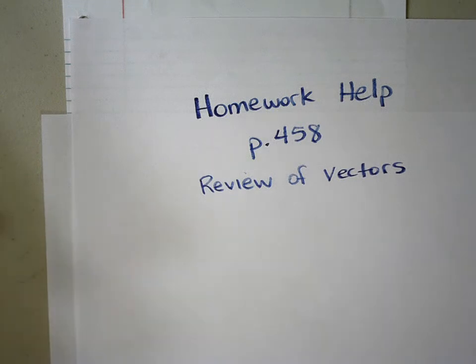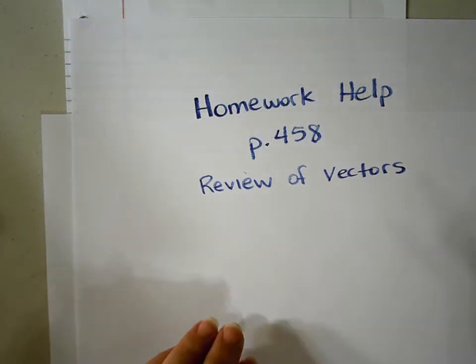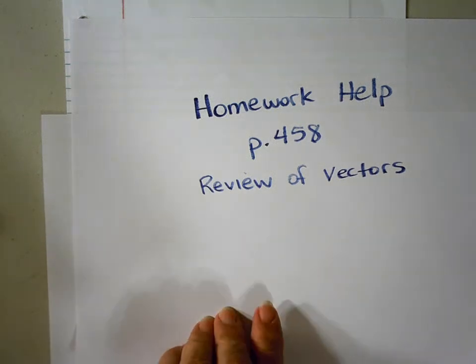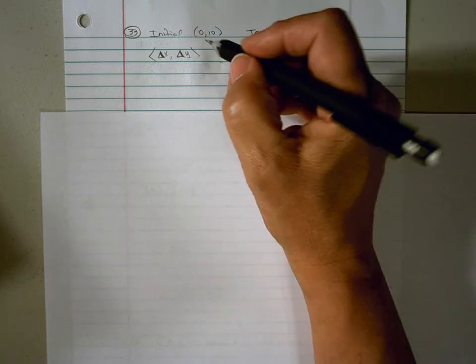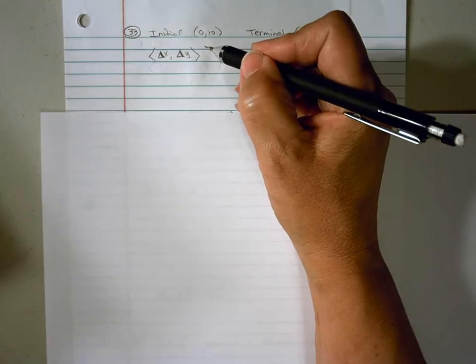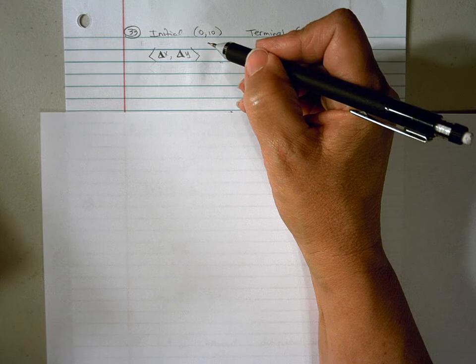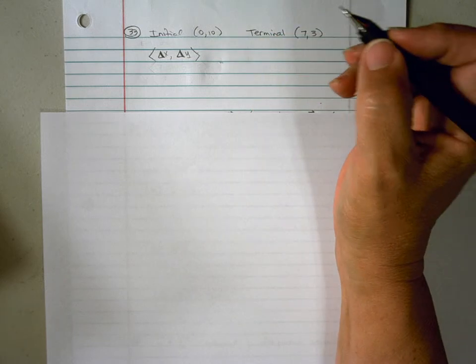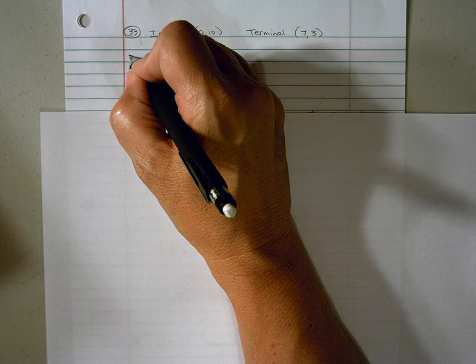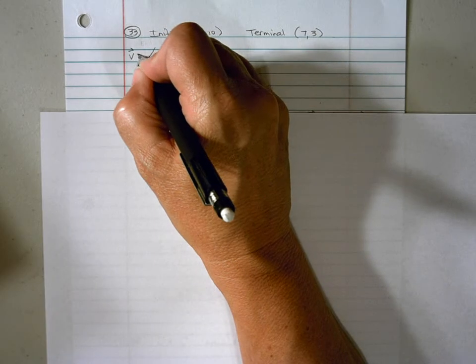Okay, we're going to start with some solutions to the homework from page 458, the review of vectors. Number 33 out of the textbook is asking for you to find the component form and the magnitude of vector v. So we're going to say that this is vector v.